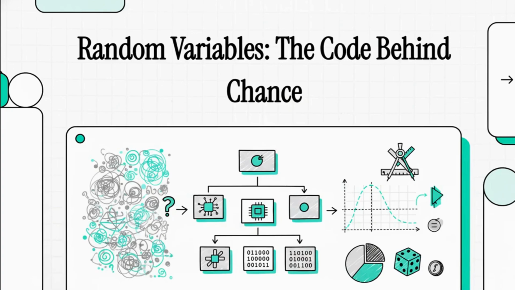Have you ever wondered how a computer, a machine that runs on pure logic, can possibly deal with all the chaos and randomness of the real world? Well, today we're going to pull back the curtain on the mathematical secret that makes it all happen. We're talking about random variables.